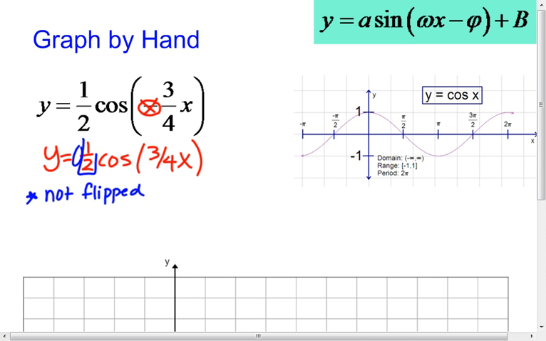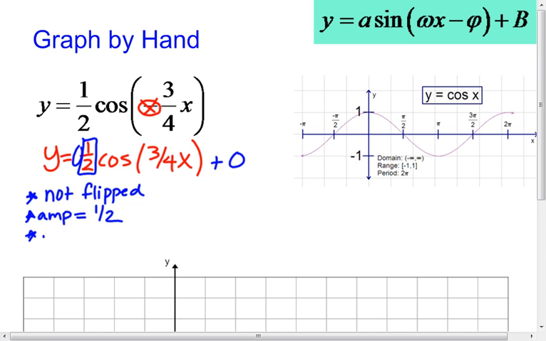This 1/2 right here affects its amplitude, and that affects its high and its low point. So I know that the amplitude is 1/2. Okay. Back here, there's really a +0, even though it's not written.